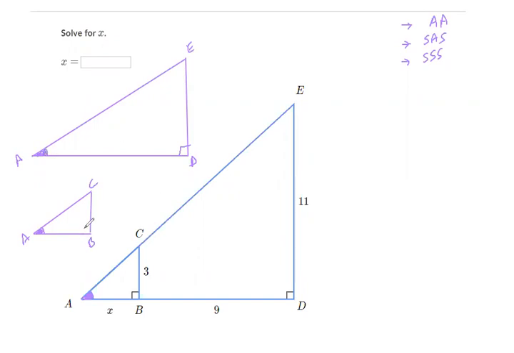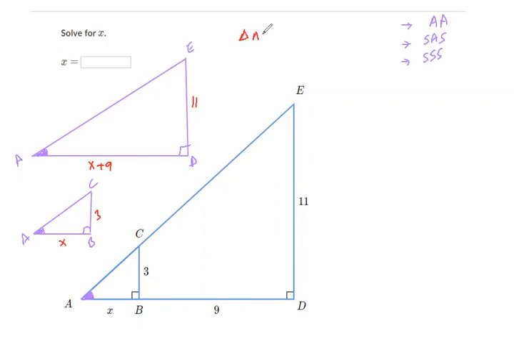So we know this angle is the same as angle A, which is the same angle. And this is 90 degrees, this is 90 degrees. So we already have two angles equal in this triangle and this triangle, so they are similar. So this is 3, and this is X, and that's 11. And then AD is X plus 9. So these two triangles are similar.